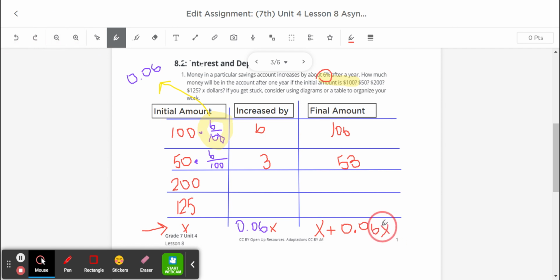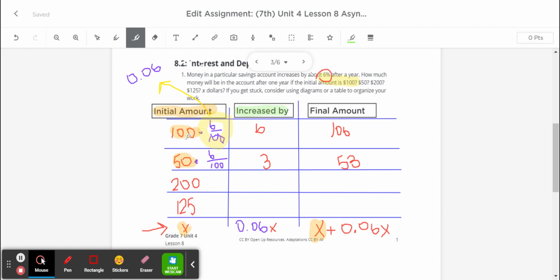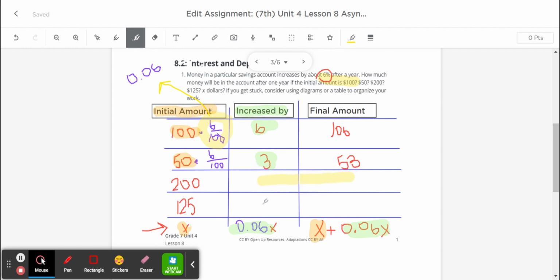Let's review what just happened. All we did in the final amount column of our table was we said, okay, we're adding the initial amount, just like here it was 100, or here it was 50, here it's x. So we're adding the initial amount to whatever the increase is. We know the increase is always the initial amount times 0.06, so 6, 3, or 0.06x. And when we add those two things together, we end up with the final amount. And that's how we write an equation. Make sure that you have these two rows of your table filled in before moving on, and then join me on slide 4.